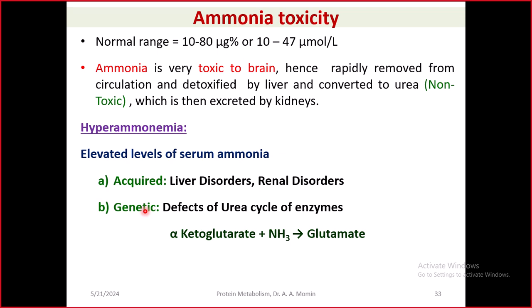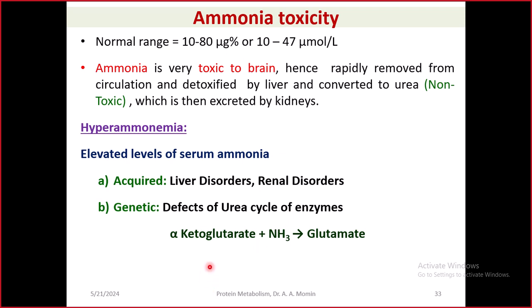The second cause of hyperammonemia is genetic defects of urea cycle enzymes. There are 5 reactions in the urea cycle. Each reaction is catalyzed by a specific enzyme. Any defect in any of these 5 enzymes may lead to blockage of the urea cycle, that is the conversion of ammonia to urea. So ammonia accumulates, leading to hyperammonemia.